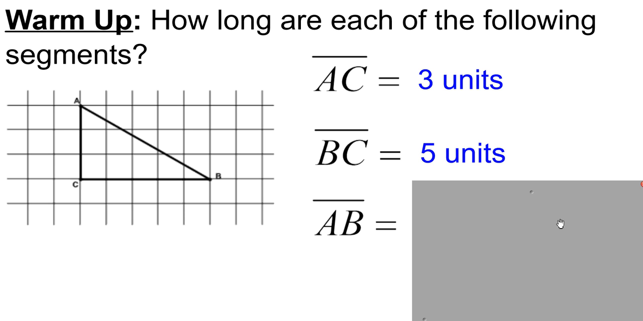Because it's not vertical or horizontal, we cannot count the number of units for its length. So there's got to be another way to find its length. And in the past, one of the ways that you could have found the length, because it is a right triangle and you know the two lengths of the legs, was using the Pythagorean theorem to find it. And the Pythagorean theorem says the sum of the lengths of the two legs squared is equal to the hypotenuse squared.